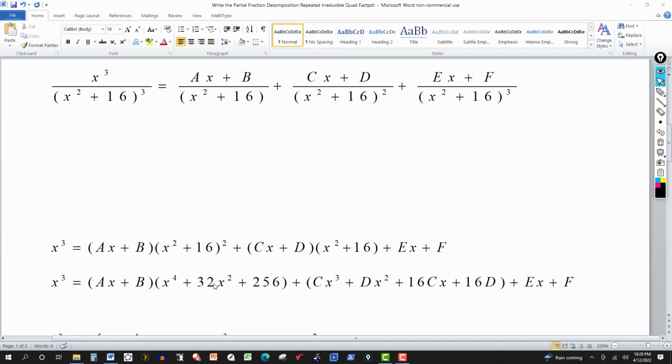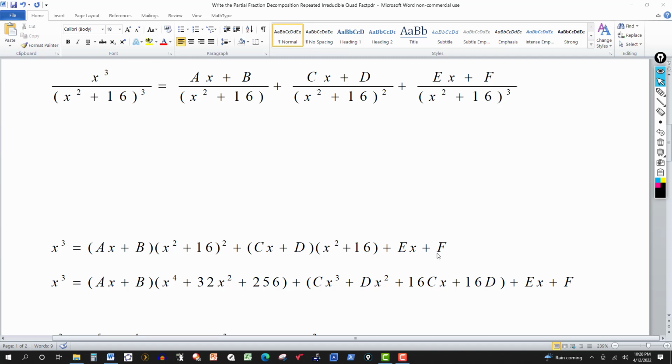And then in the next step, I simply multiplied out the x squared plus 16. X squared plus 16 squared is x to the fourth plus 32x squared plus, and 16 squared is 256. And then the next one we multiply cx plus d times x squared plus 16. And I get this in the parentheses. And then the last one didn't have anything to multiply that one by, so it's ex plus f.